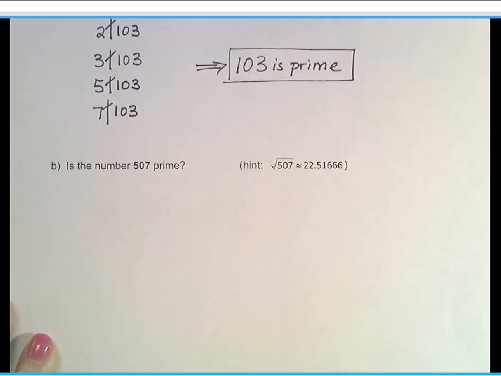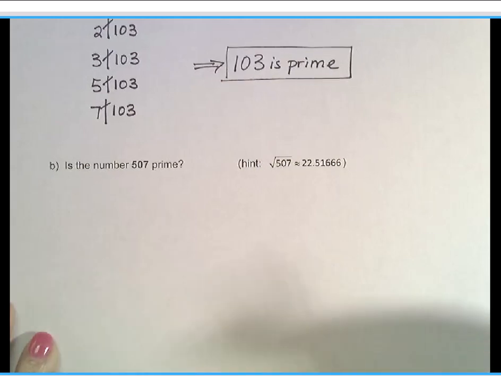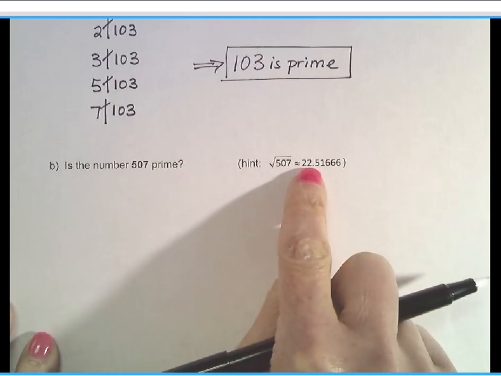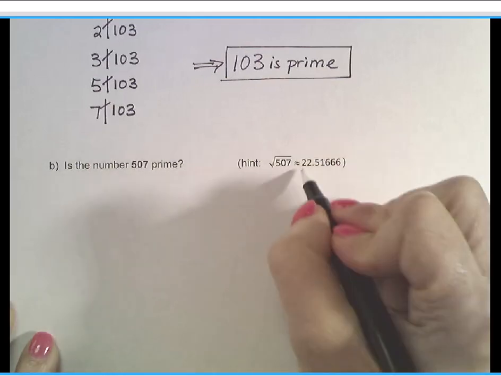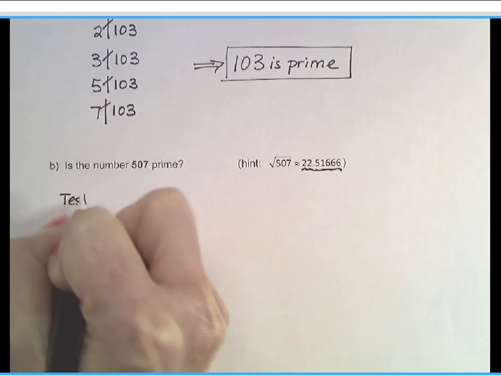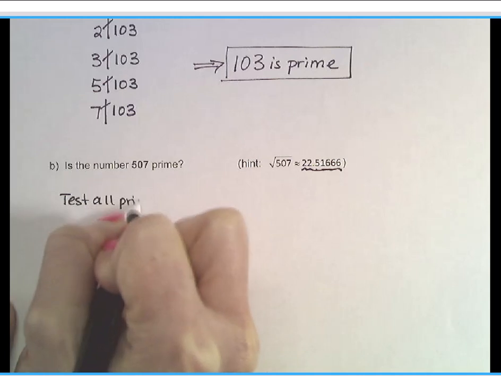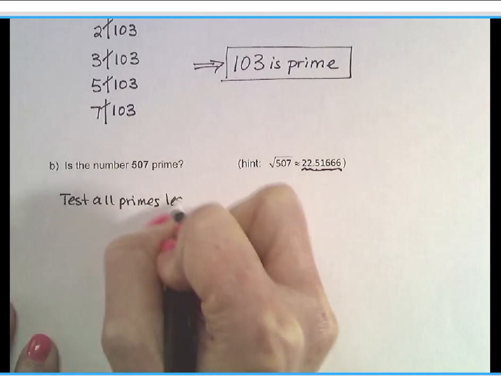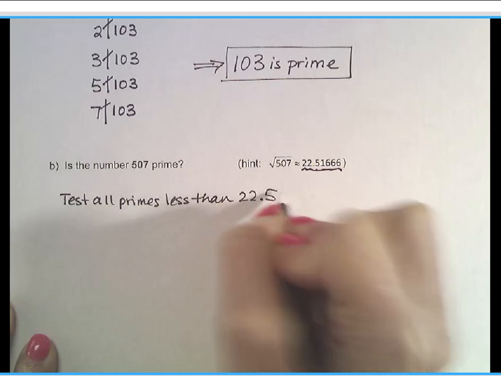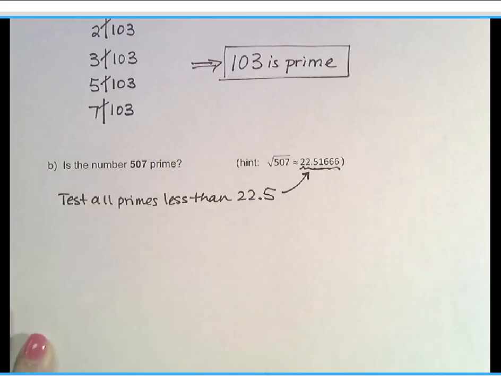Let's try another one. 507. It's a big odd number. A lot of times big odd numbers are assumed to be prime, but maybe it's not prime. So we start with the square root. The square root of 507 is about 22 and a half. Okay, just about 22 and a half. So we are going to test all primes less than 22.5. All the primes less than that number.